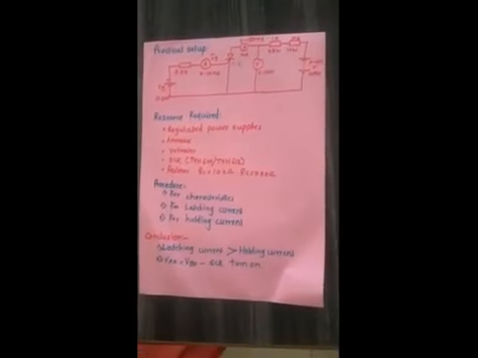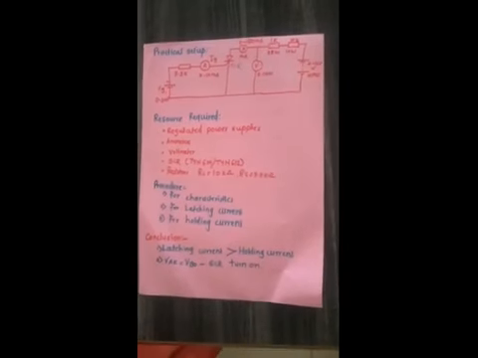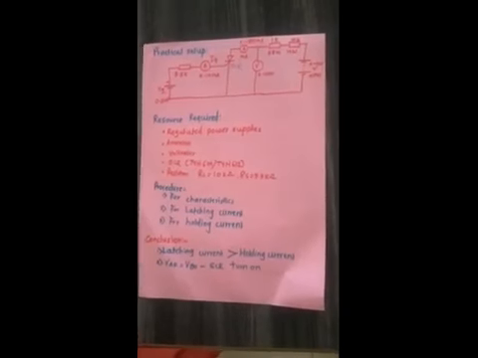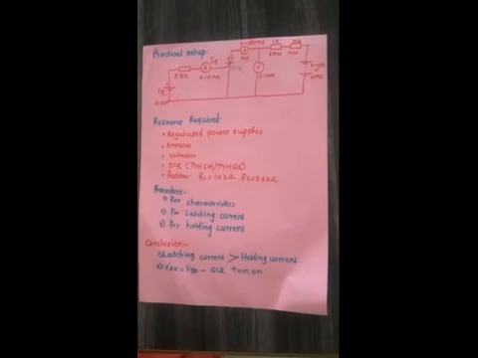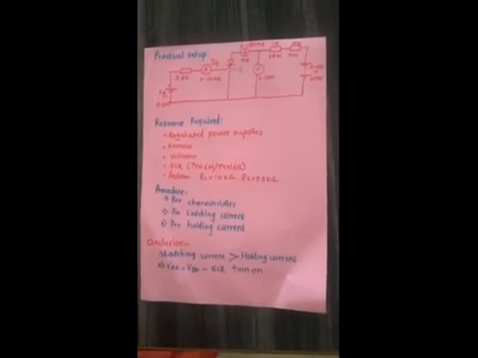A regulated power supply having the range 0 to 30 volt is used between gate and cathode, and another with range 0 to 150 volt is used between anode and cathode of the SCR.